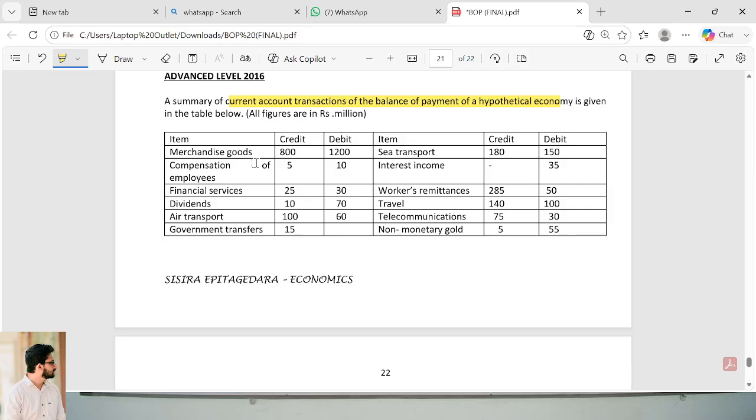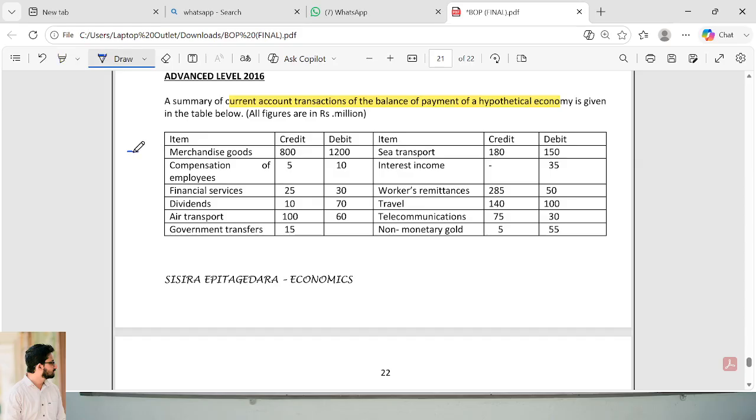Merchandise goods mean physical goods, or tangible goods, right? Tell me, in which account should we record this transaction? Merchandise goods. Don't say current account; all these transactions belong to the current account. Which account of the current account do we record it in? Trade in goods, because this is a physical, tangible good. Very good. First one done: it belongs to the trade in goods account.